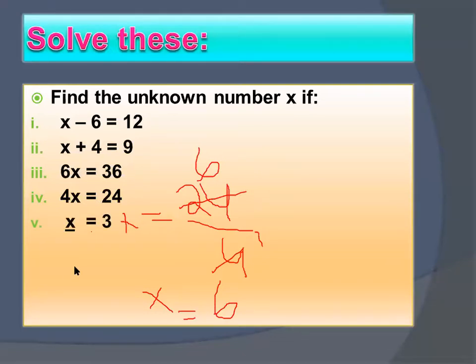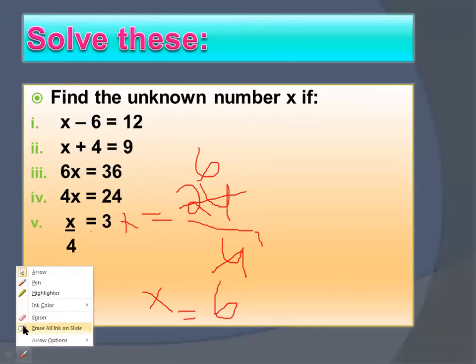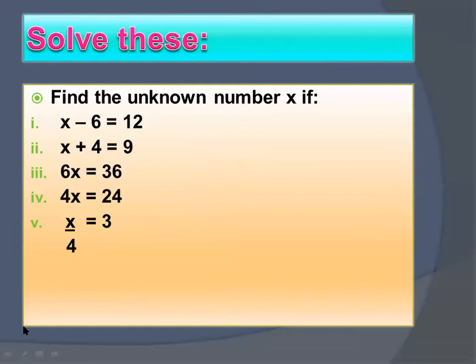Now solve this one. x upon 4 is equals to 3. x upon 4 is equals to 3. Now solve this one. Here 4 is dividing with the variable x. So what will be the answer here?